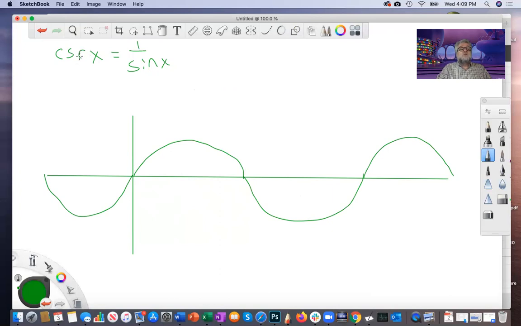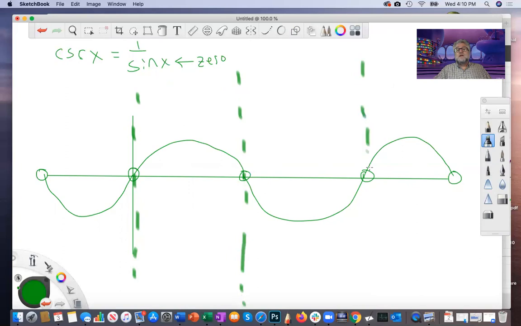But I notice that it's possible to get a 0 down here. In fact, look, there's a 0 there, and a 0 there, and a 0 there, and a 0 there, and a 0 there. So there's all kinds of asymptotes all over the place. It's going to have an asymptote anytime sine is equal to 0. And you need to be able to recognize that when you see these things and explain that.